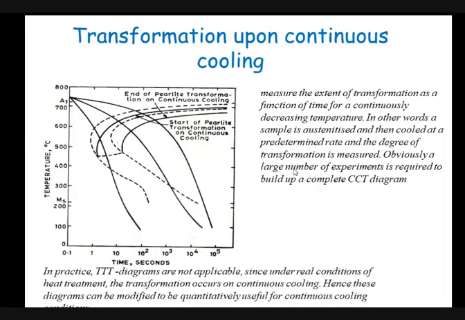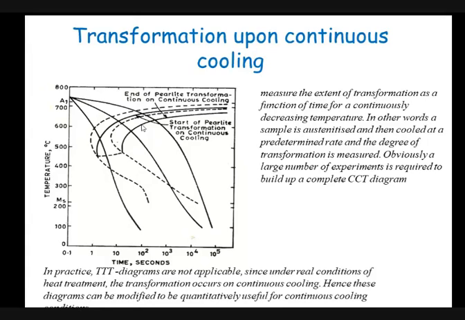So, transformation upon continuous cooling. You can see it here. This dashed line curve is nothing but our TTT curve. But unfortunately, in industrial applications it has no use. I'm repeating, unfortunately, in industrial applications nobody uses the TTT diagram, because the TTT diagram is constructed based on a series of isothermal curves.